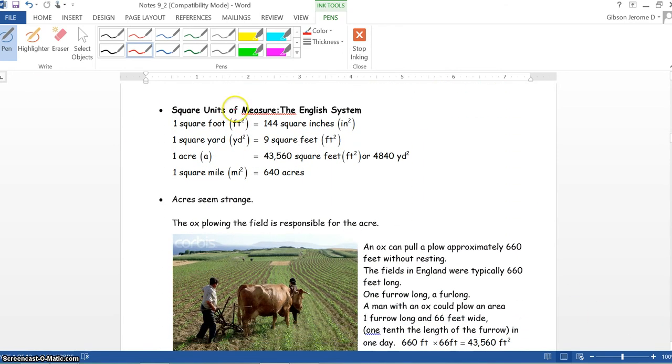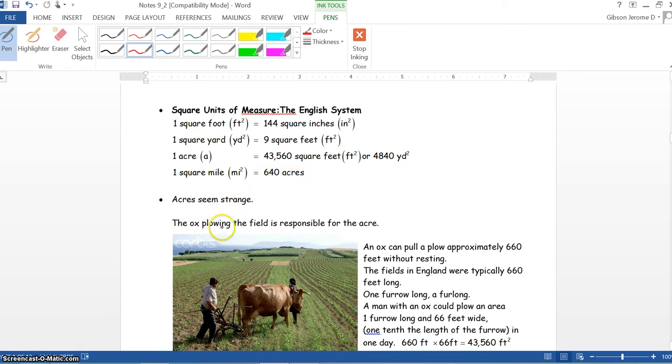Now, square units are measured in the English system. 1 square foot is equal to 144 square inches. 1 square yard is equal to 9 square feet. 1 acre is equal to 43,560 square feet, or 4,840 square yards. 1 square mile is equal to 640 acres.